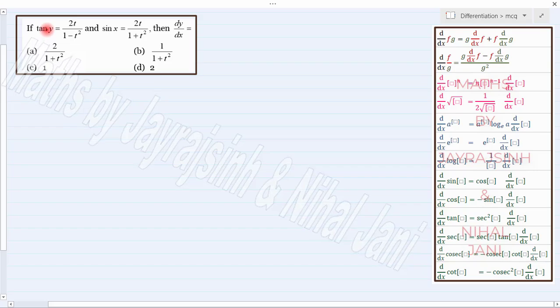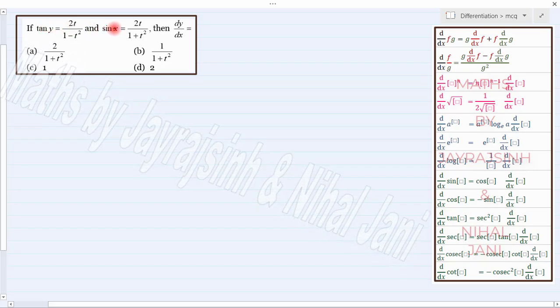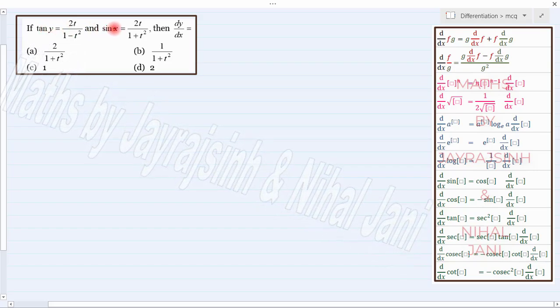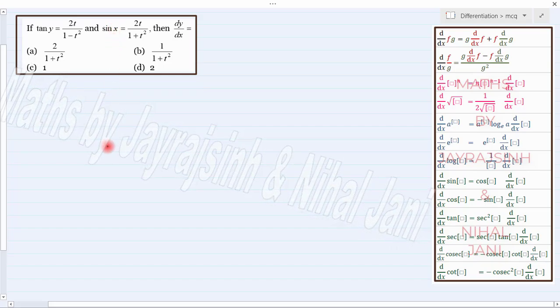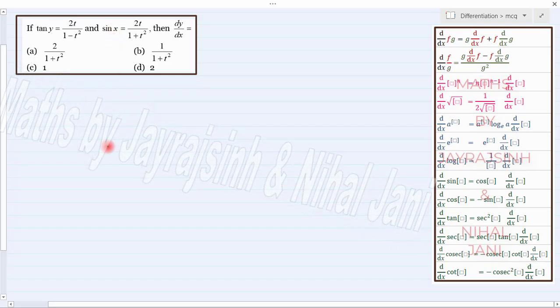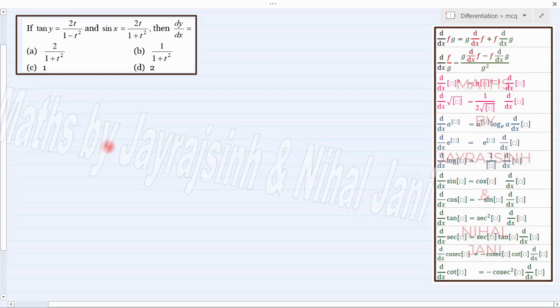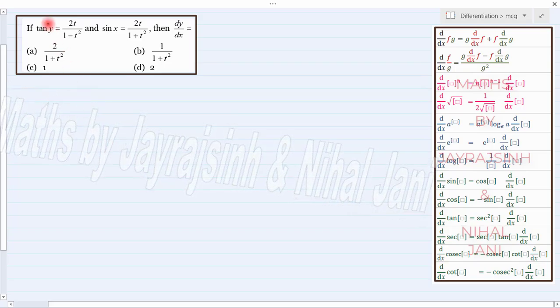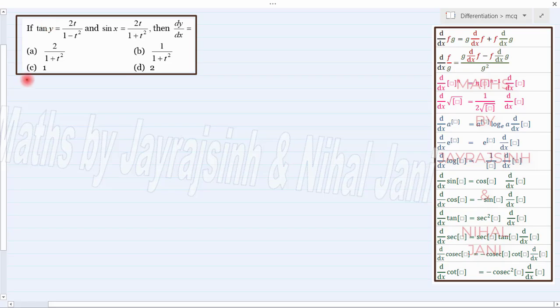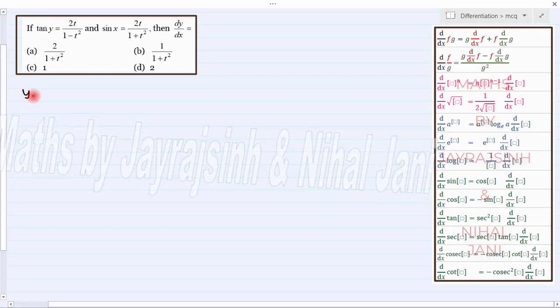If tan y is equal to 2t upon (1 minus t square) and sin x is equal to 2t upon (1 plus t square), then we have to find out dy by dx. Now, to get dy by dx, we need the equations of y and x. The problem is y is not the subject. So let's make it the subject.